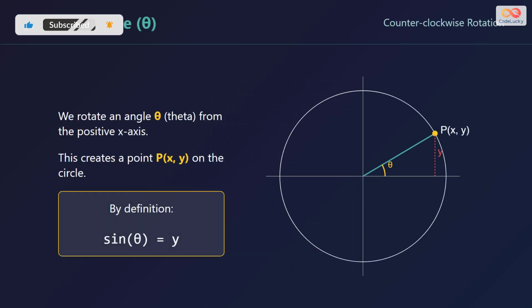Let us start by drawing a positive angle, theta. By convention, positive angles rotate counterclockwise from the x-axis. This ray intersects the circle at a point P with coordinates x and y by definition. The sine of theta is simply the y-coordinate of this point.